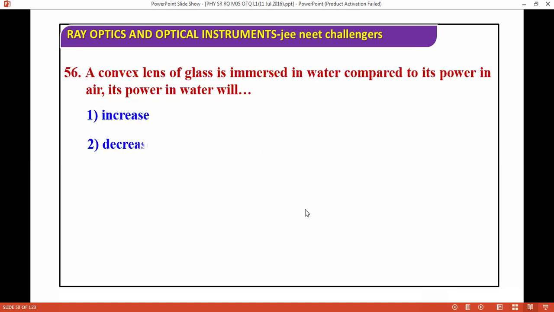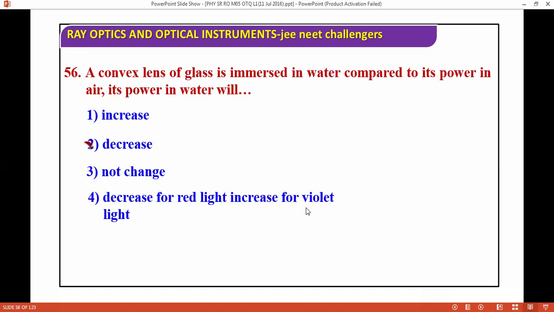Next question: a convex lens of glass immersed in a liquid, what is its power? You should know these questions. If you don't know, please, I also don't know, so don't mind me. Next question.